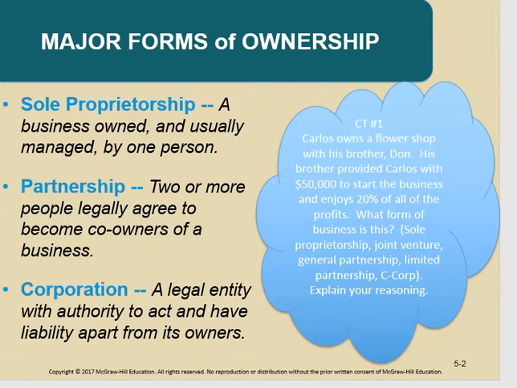In our first critical thinking question, we have a scenario with Carlos and his brother, Don, where his brother provides Carlos with $50,000 to start the business, and in return, Carlos gives his brother 20% of all the profits. So it's asking, what kind of business is this? Is it a sole proprietorship, a joint venture, a general partnership, a limited partnership, or a C Corp? And we're going to be talking about all those different types of ownership in just a minute.